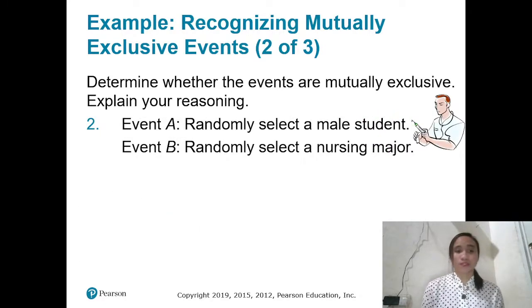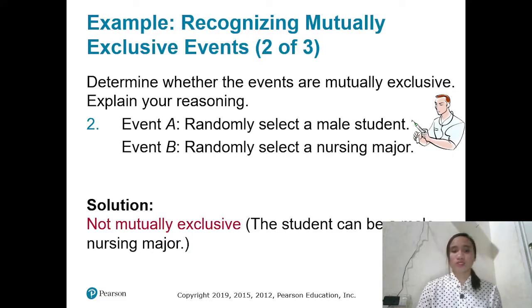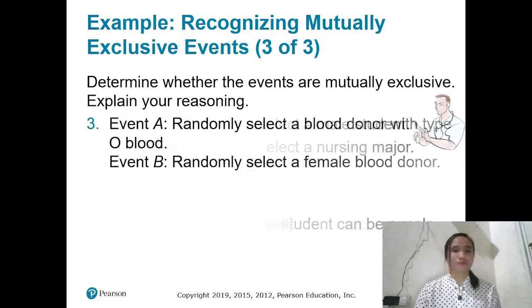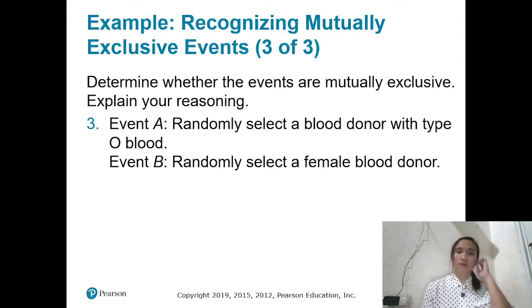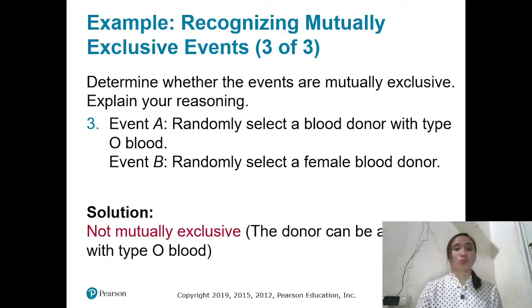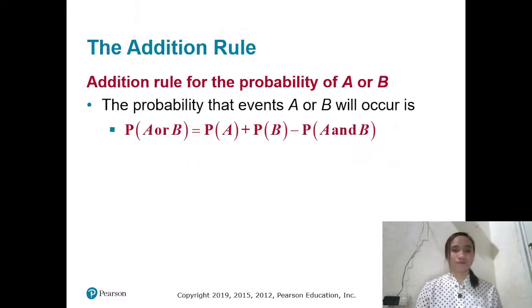For example, number 2. Event A: randomly select a male student. Event B: randomly select a nursing major. Not mutually exclusive because the student can be a male nursing major. Example number 3. Event A: randomly select a blood donor with type O blood. Event B: randomly select a female blood donor. Not mutually exclusive because the donor can be a female with type O blood.